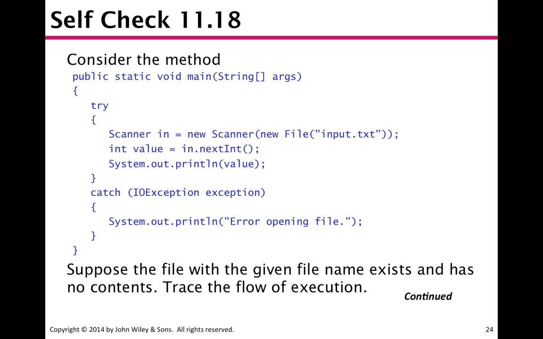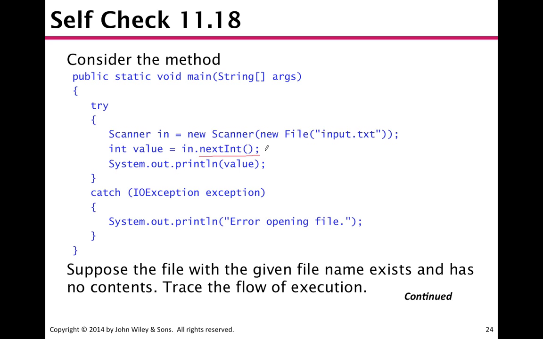So another self-check, consider the method. Suppose the file with the given file name exists and has no contents. Trace the flow of the exception. So in the try block, you open a file and we assume that the file name exists, but the content is empty, so at this moment an exception will be thrown. And then what exception is thrown?